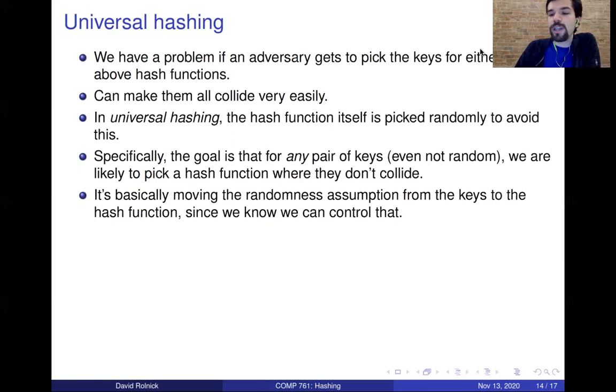Previously, with simple uniform hashing, we said, assume the keys are random, and we're going to do okay. Now we're saying, I don't care about the keys being random. The hash function is random. Moving the randomness to the hash function means that we can control it, because we don't necessarily control the keys, but we definitely do control the hash function.